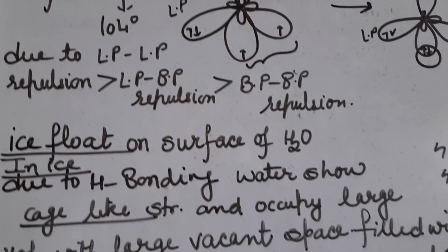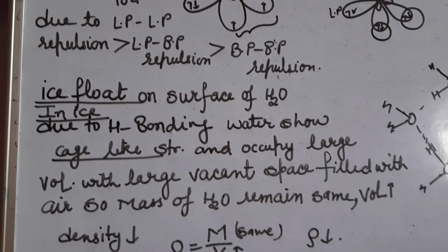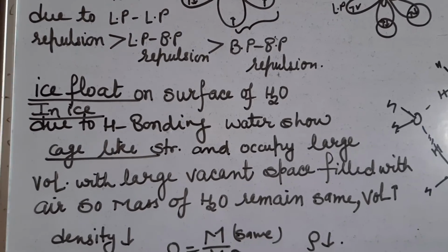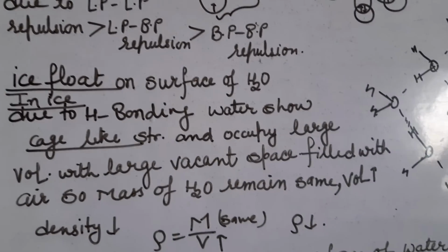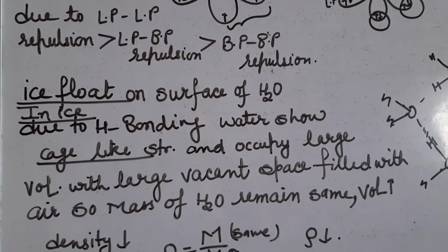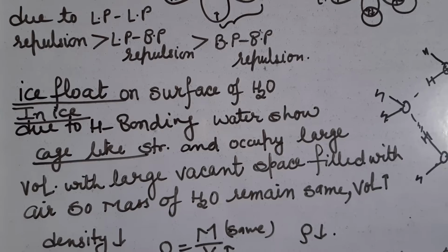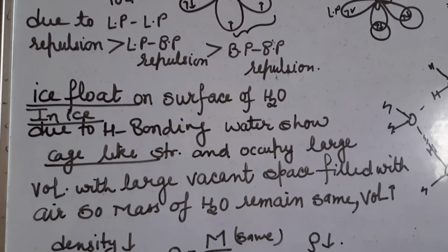Next is why ice floats on the surface of water. As we know, water has three states: liquid, solid and gas. Ice is the solid state of water, and water in solid state floats on the surface of liquid water.